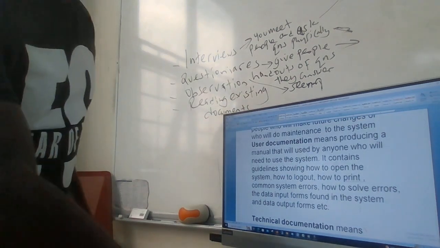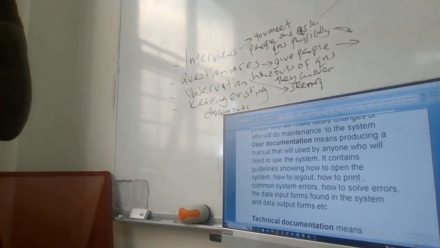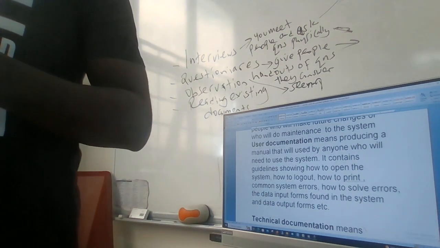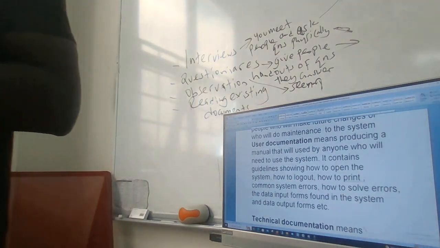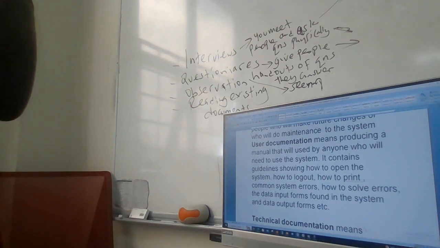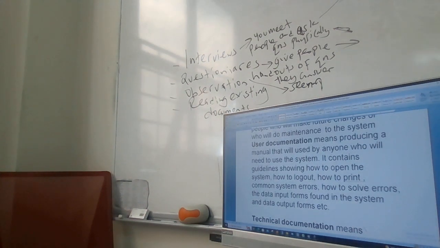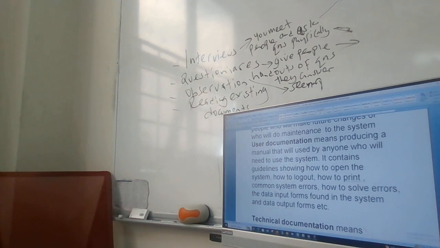Let's first look at examples of what to put in the user documentation. Is it okay? Number one, you can show how to open the system. You can list them down. The things put in user documentation include: how to open the system, how to solve errors, how to print, how to save. These things can be asked.